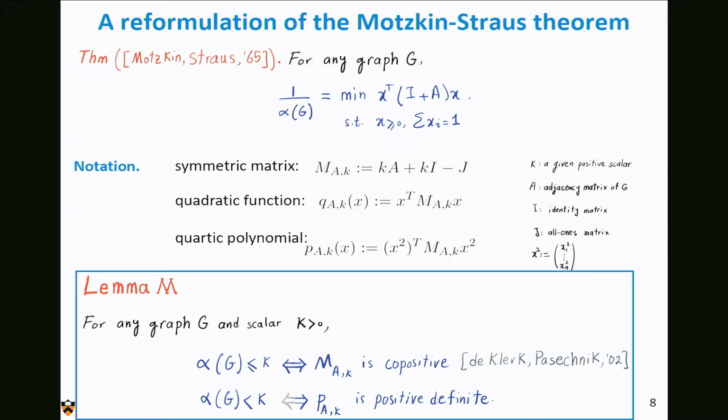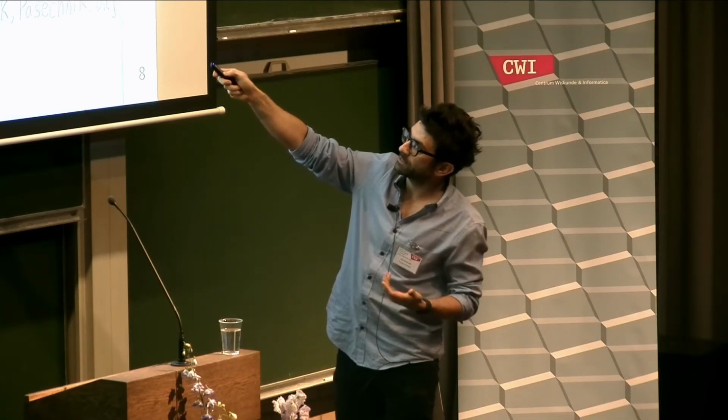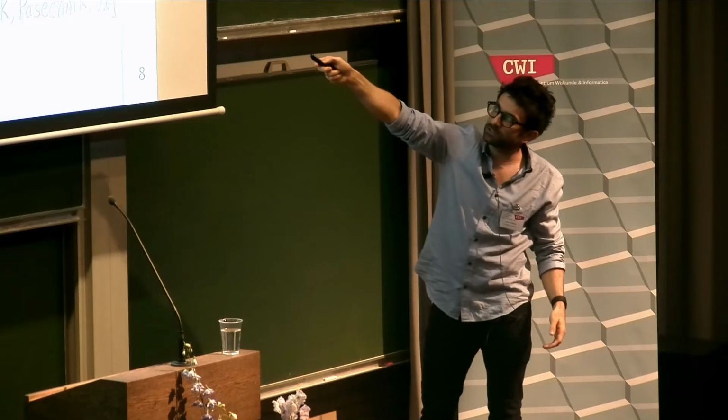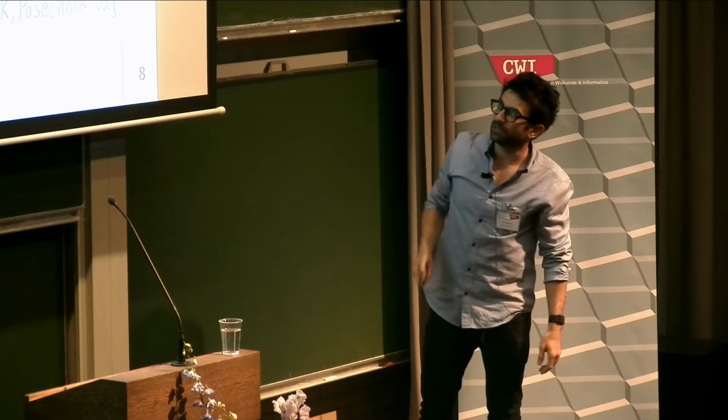First of all, given a graph, so adjacency matrix A, and a scalar K, I'm going to talk about a matrix M very frequently. This matrix is K times adjacency plus identity minus the matrix of all ones. And then once I have this symmetric matrix, I'm going to create 2 polynomials out of it. Q is the quadratic one, and P, for polynomial, is the quartic one, degree 4. Q is simply the quadratic form of the matrix. And for P, instead of x, I put the entry-wise x squared vector on both sides. So this is a homogeneous quartic, P of A, K.